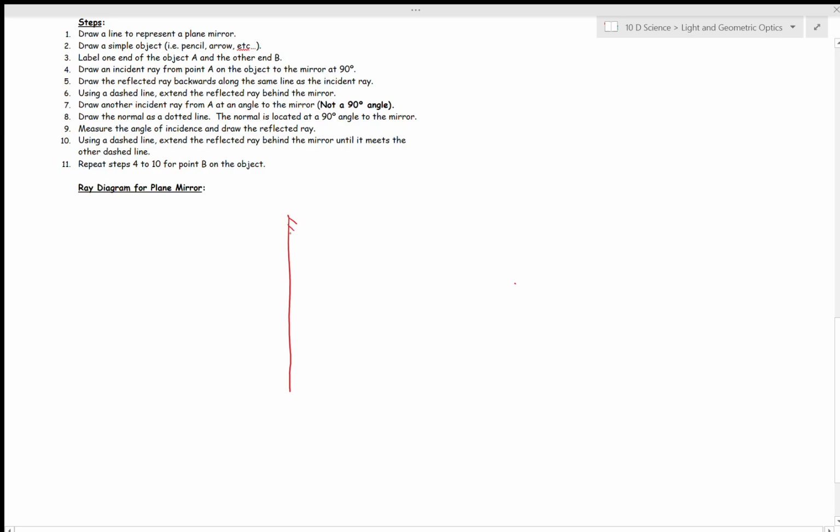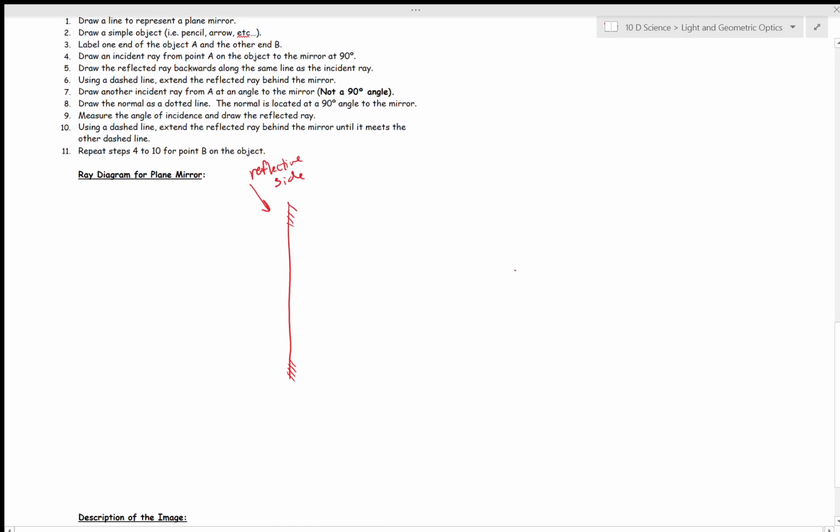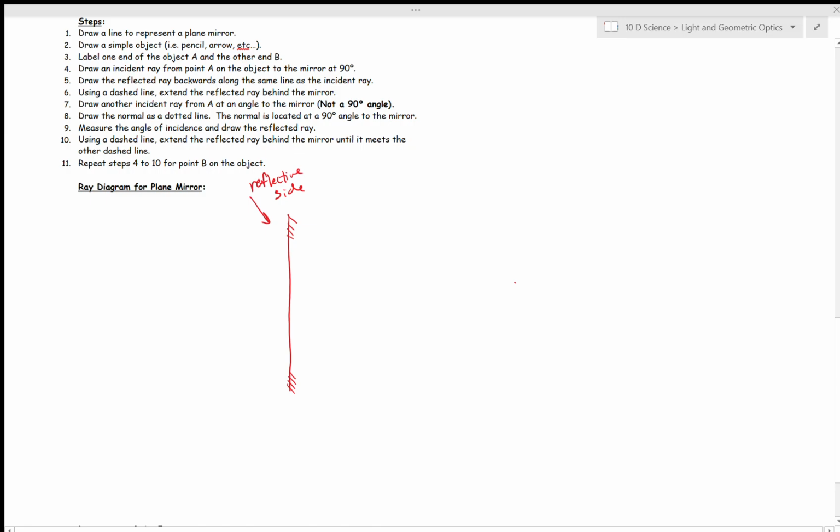Now, sometimes when you see these mirrors, they'll have little hash marks like this on the mirror. Those hash marks are to represent that this side of the mirror is the reflected side or reflective surface. And then, of course, where the little hash marks are, that is the back of the mirror. So we've done line number 1 there. We've drawn our mirror. That line represents my mirror. Now, of course, when you guys do this, you are going to be using a ruler.